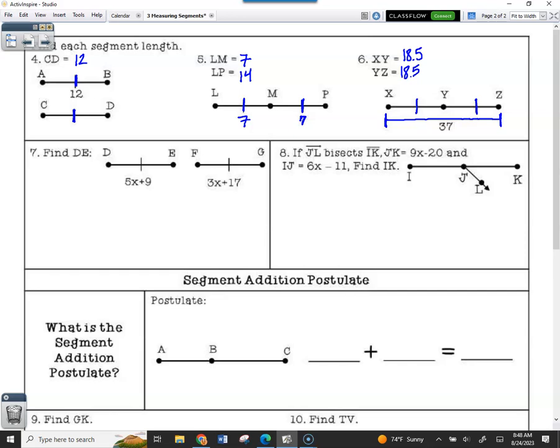Your equation comes from looking at the picture, reading the clues, and asking yourself, do I have two things equal? Do I have something adding up to equal the whole? Do I need to take something and cut it in half? So look at number 7. I want you right now to put a question mark on the goal in 7. The goal says find what? Okay, go to DE and I want you to put a question mark.